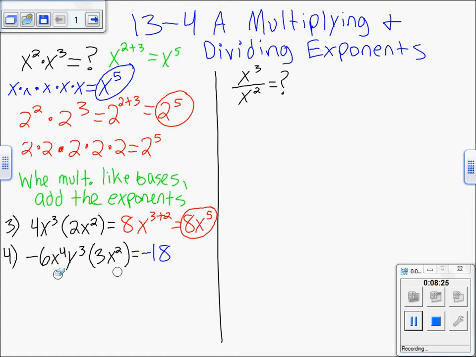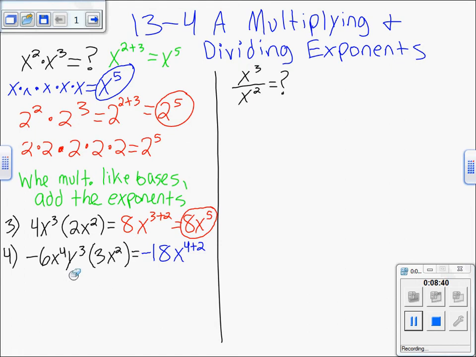X to the 4th power times x to the 2nd power. That means to show our work, we know that we're going to add those powers together. That's what that tells us. And we'll figure out what that is in a minute. Well, I'm sure you already know x to the 6th power at this point.